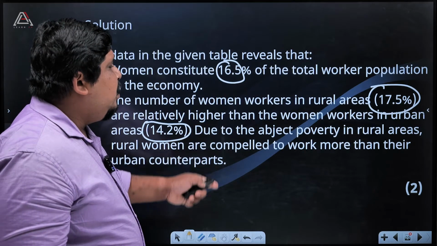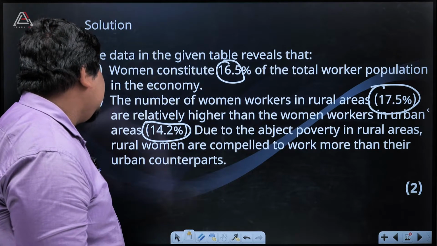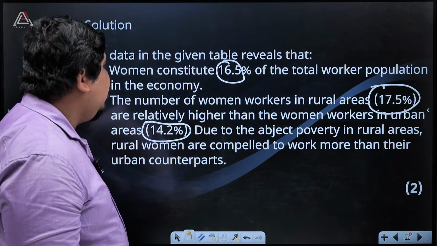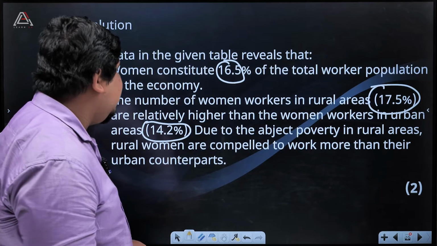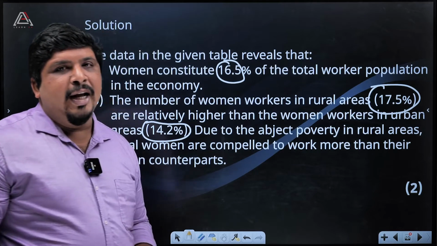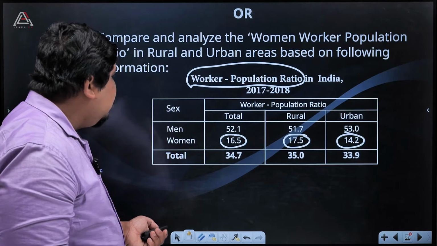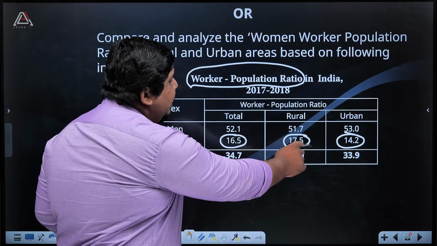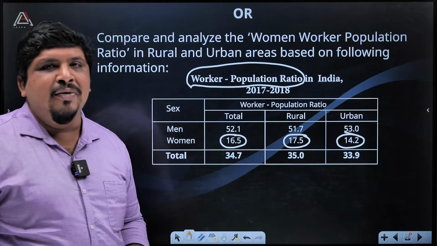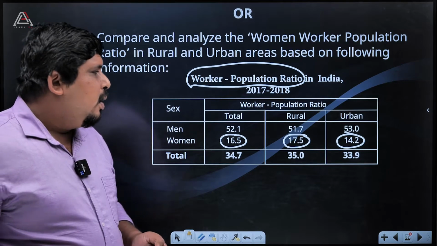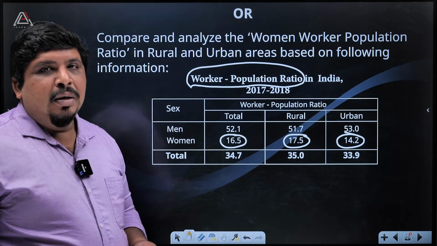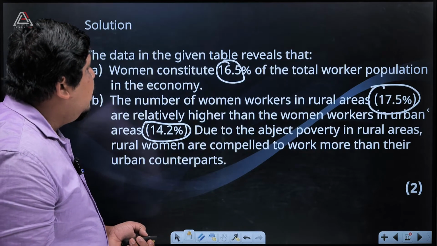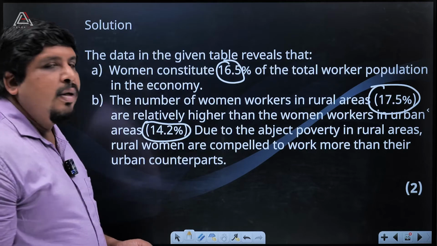Due to the abject poverty in rural areas, rural women are compelled to work more than their urban counterparts. That's the reason, poverty in rural areas. That's why the rural women working population is higher than urban women. Because they are compelled to work more, that's why we get 17.5. This way we can write the solution.